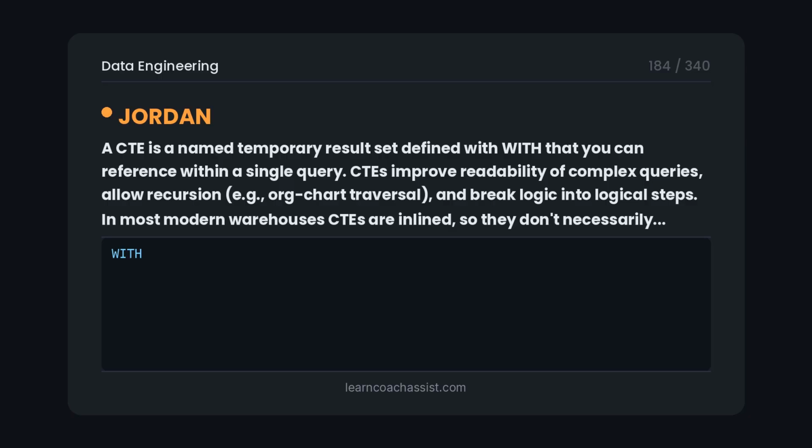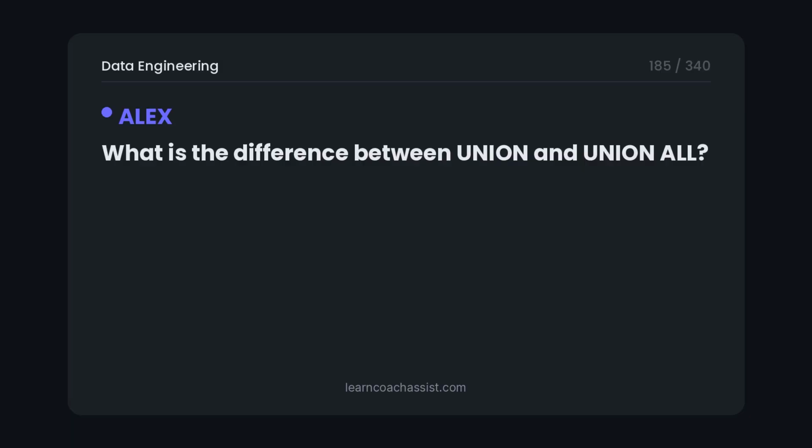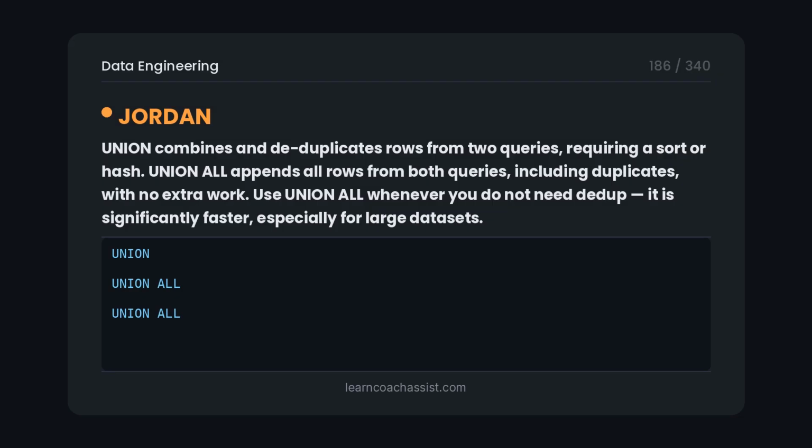What is the difference between union and union all? Union combines and deduplicates rows from two queries, requiring a sort or hash. Union all appends all rows from both queries, including duplicates, with no extra work. Use union all whenever you do not need dedup. It is significantly faster, especially for large datasets.